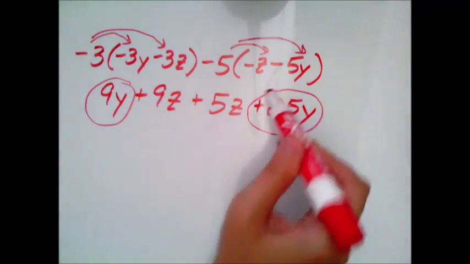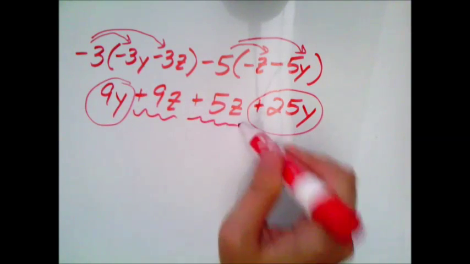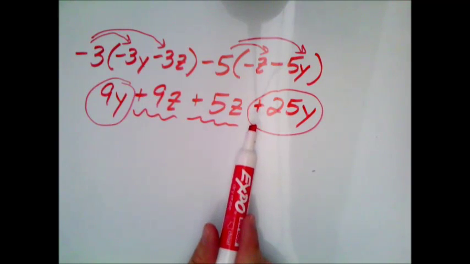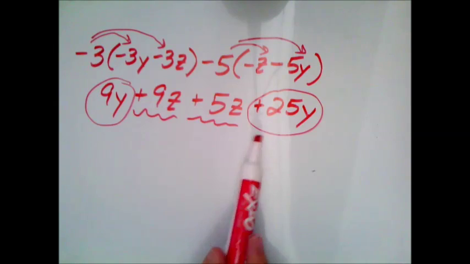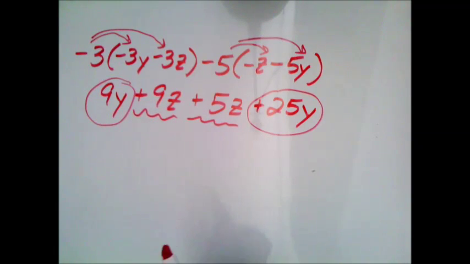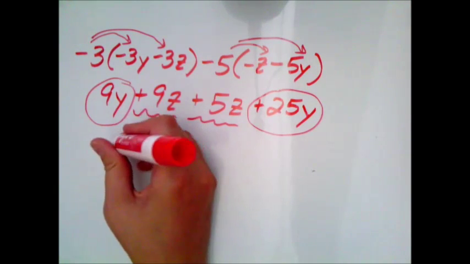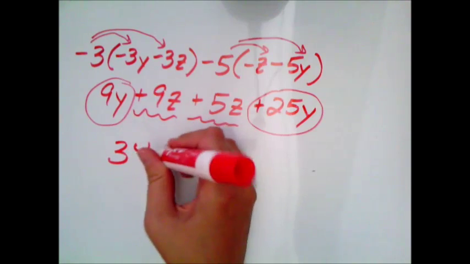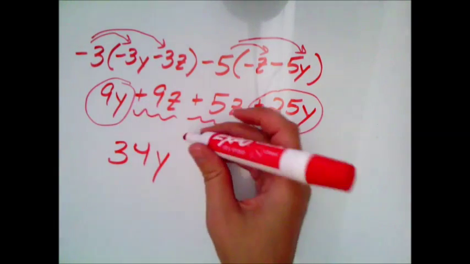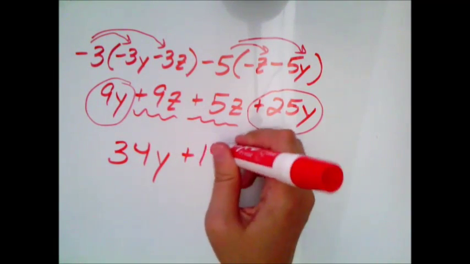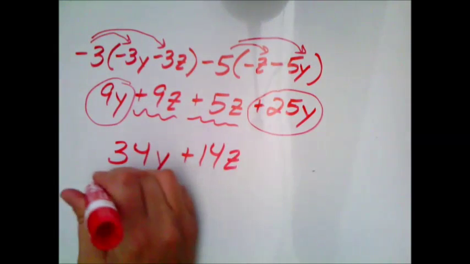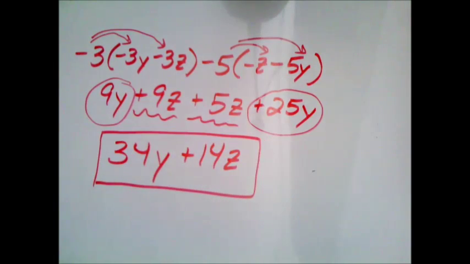And so now we'll look for like terms. Here's our y's, and here's our z's. If I circle or square them, I like to get the sign in front of the number with it, to remind me that it's going with it. So this is +9, +25 gives me 34y, and 9 and 5 gives me 14z. And so that is as simplified as it's possibly going to get. We're just very careful about the negatives.